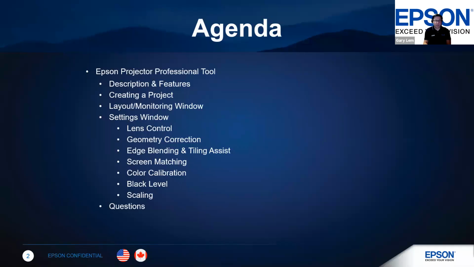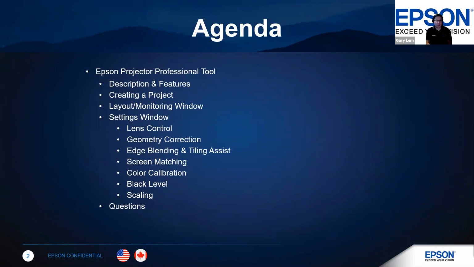What we're going to do is cover the Epson Projector Professional Tool, and describe what it does and its value in the marketplace. We're going to create a project and look at the two different windows that are possible. One is a layout and monitoring window, and then the settings window. And within there, we're going to dive straight into the software. So I'm going to launch it.